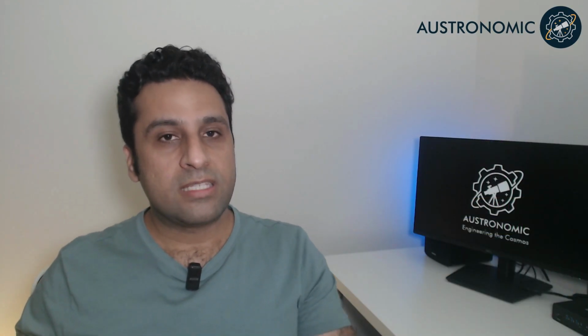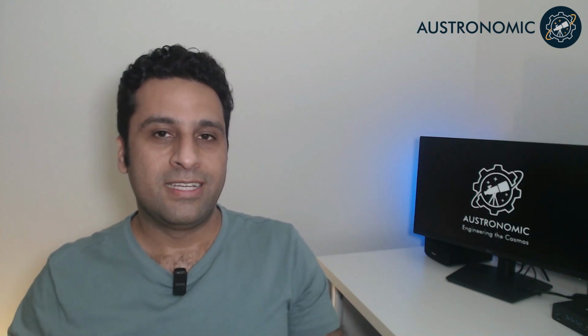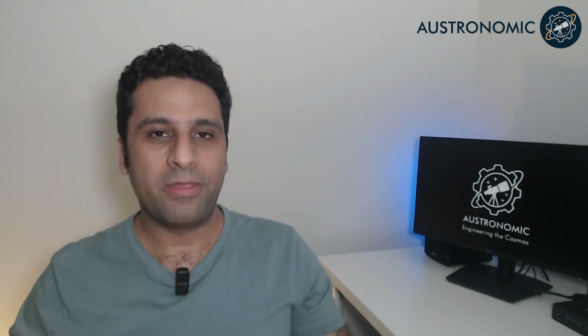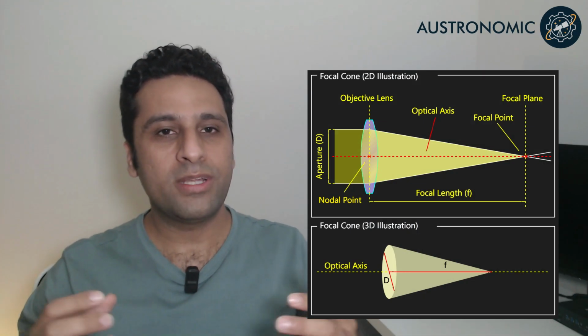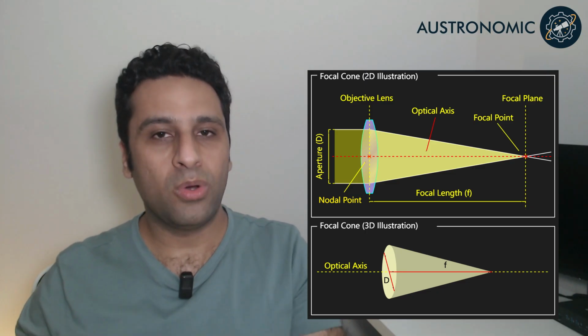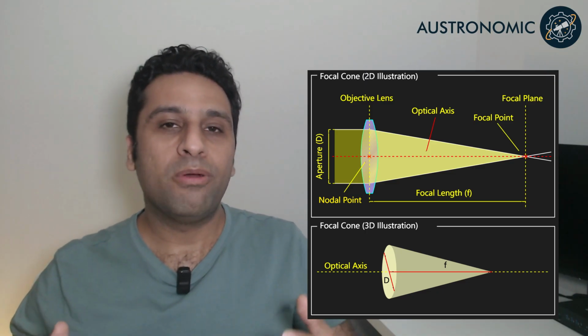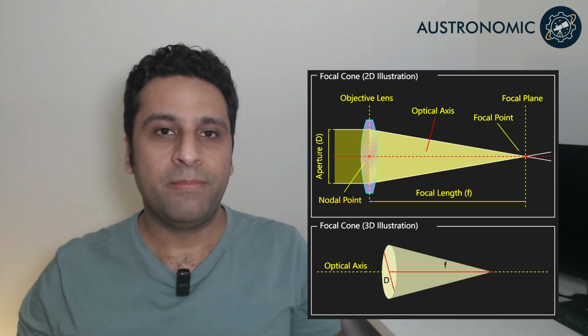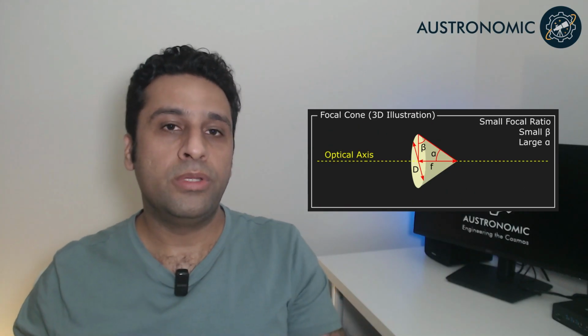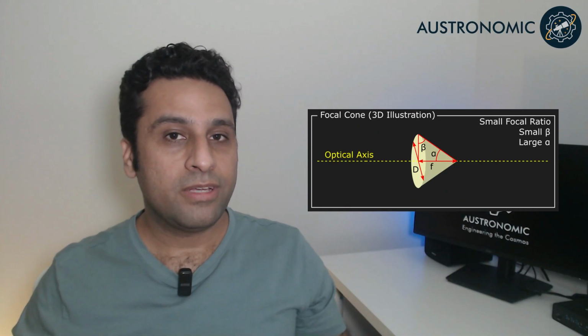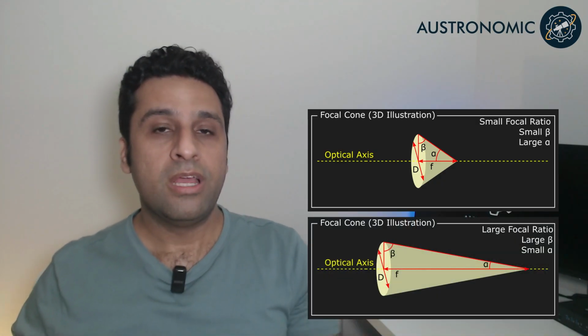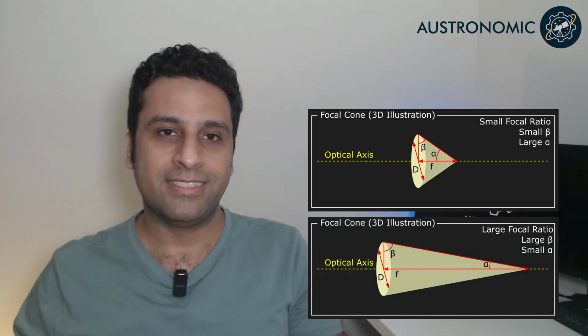Focal ratio is not a separate physical property added on top of aperture and focal length. It is the ratio formed from them. That ratio also has a direct geometric meaning. Light entering the aperture converges towards the focal point and forms a cone. A smaller value of focal ratio, N, produces a wider cone with a larger convergence angle. A larger value of N produces a narrower cone with a smaller convergence angle.